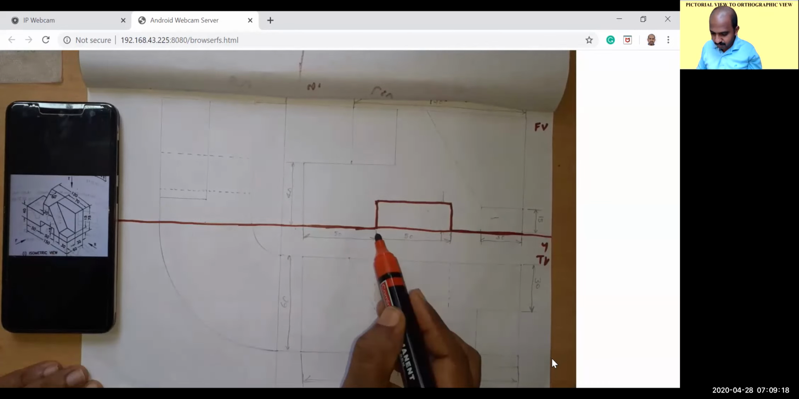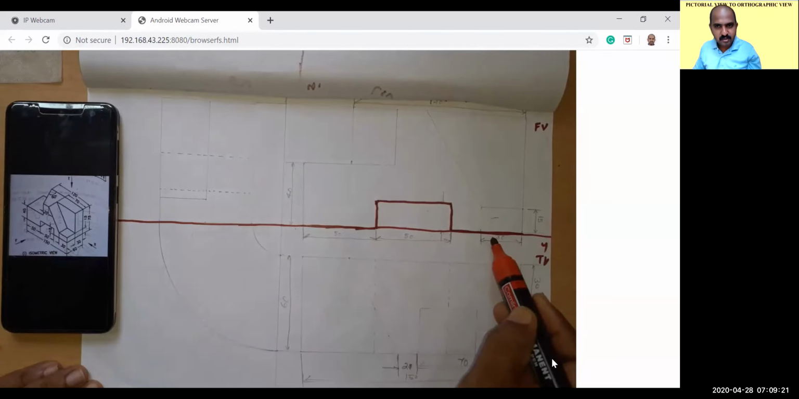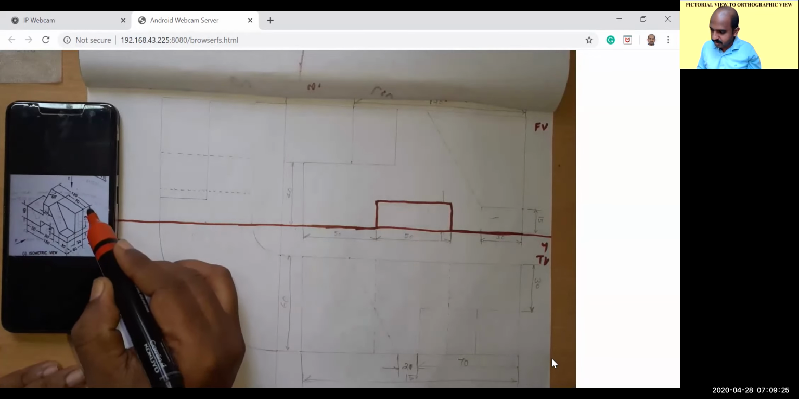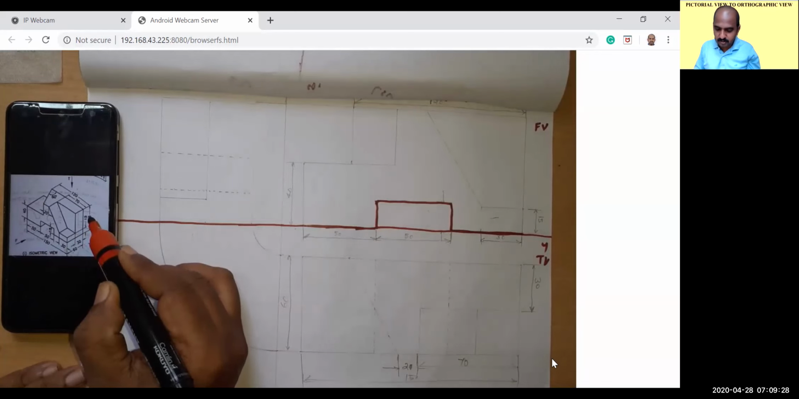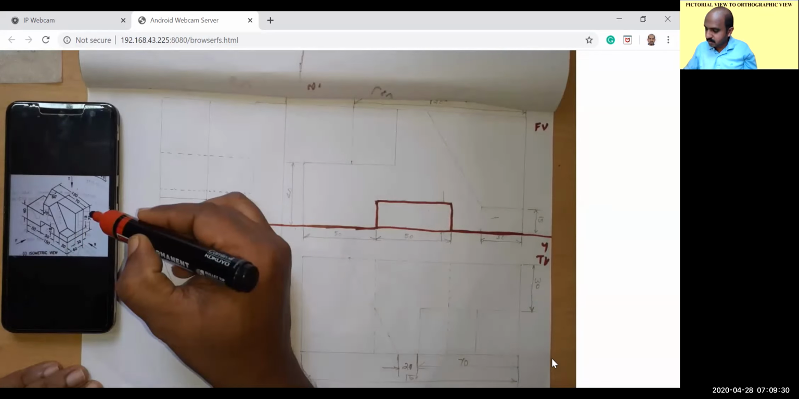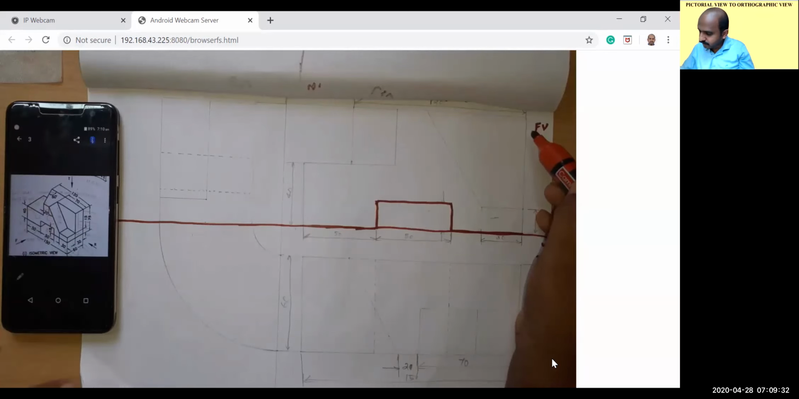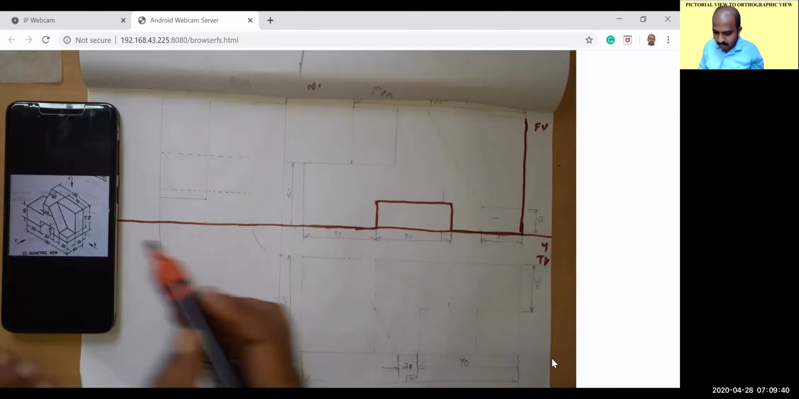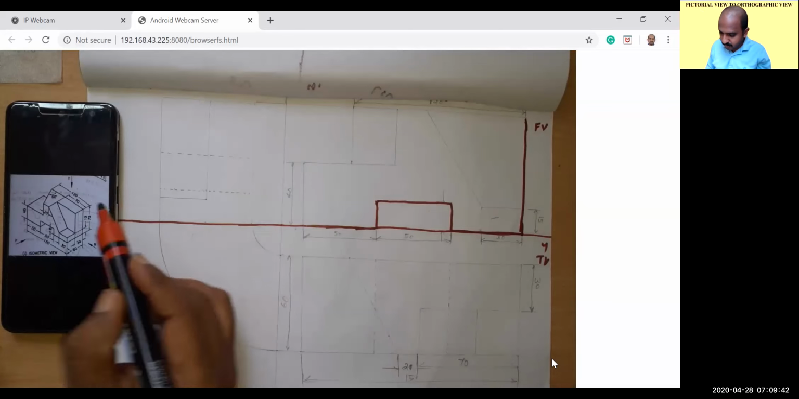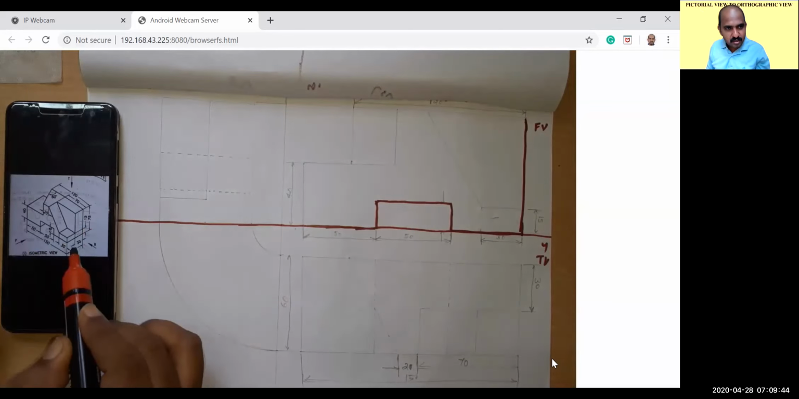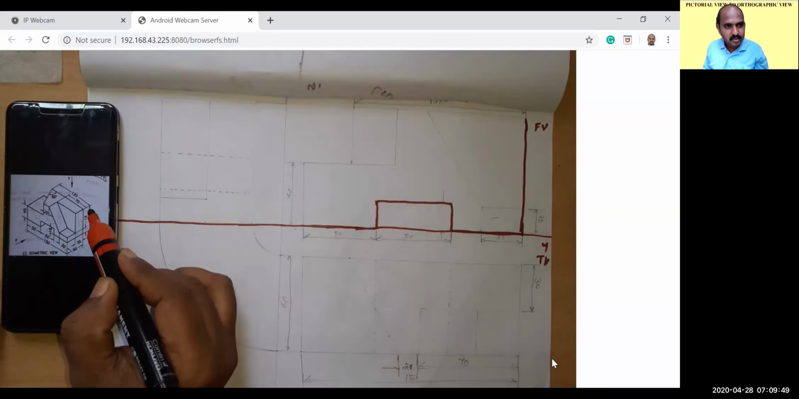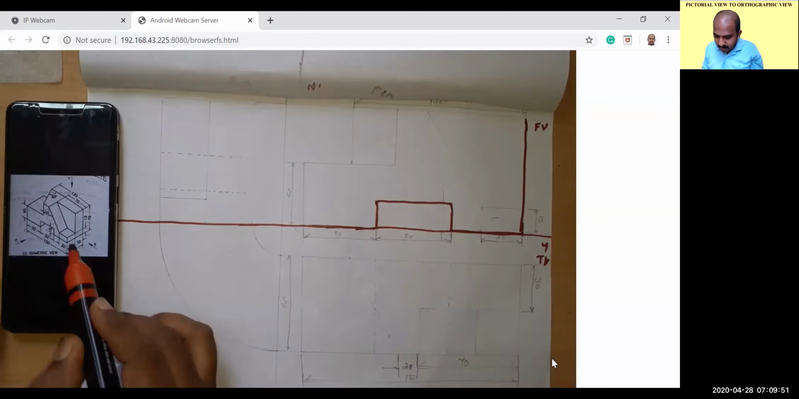That is 50, 50, and from this it is 30. Then what about the height of the solid? The height of the solid is given as 75. Here the dimension is given: the height of the solid is 75. So the length is 150 and the height is 75. Here there is one cutting.